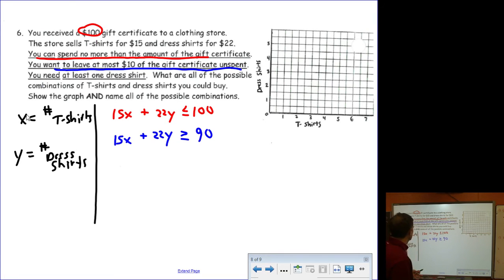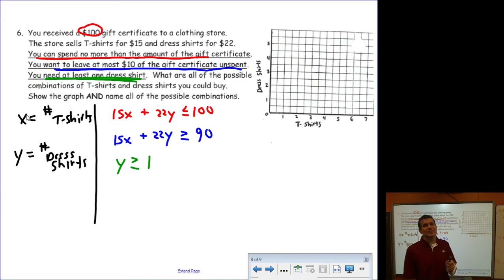And there's one more restriction, and the last restriction is I need at least one dress shirt. So the number of dress shirts has to be greater than or equal to 1. Those are my 3 restrictions. Let's go ahead and graph these.